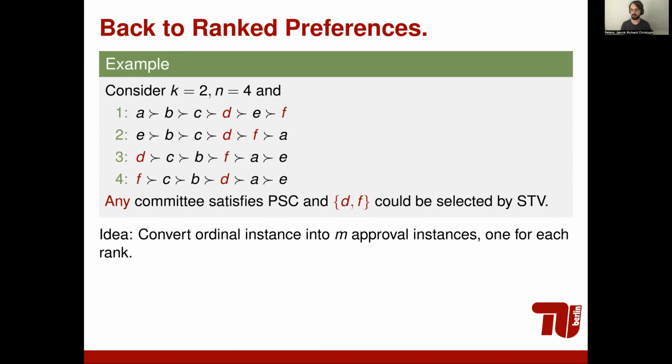as an approval instance. So first, the first voter would approve A, the second would approve E, third D, and fourth F. Then B for the first 2 and C for the second 2, and so on. And we would require that for each of these instances, we should satisfy our approval proportionality axiom. So we convert ranks into approvals.